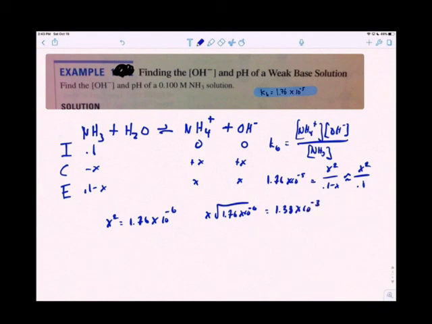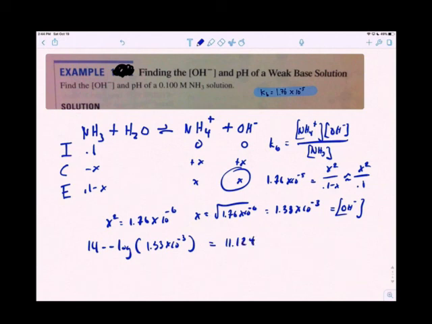Sorry, I forgot the equal sign. This also equals the hydroxide ion concentration, because that's what the x is. So you have 14 minus the minus log of 1.33 times 10 to the minus 3, as we've done in the last example. And this is 11.124, our pH.